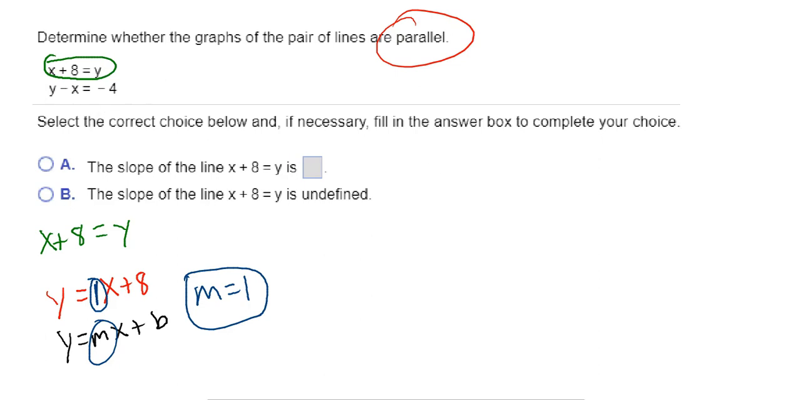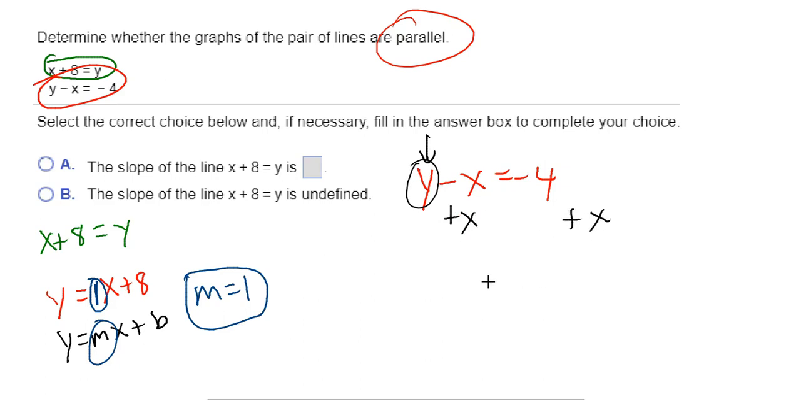So let's take a look at the second line. We have y minus x equals negative 4. This equation is not in slope-intercept form. We need to solve it for y to get it in slope-intercept form. So I will add the x to the other side, and I'll get y equals negative 4 plus x. Now this is in slope-intercept form. The slope for this line is the number in front of x, which is also a 1.